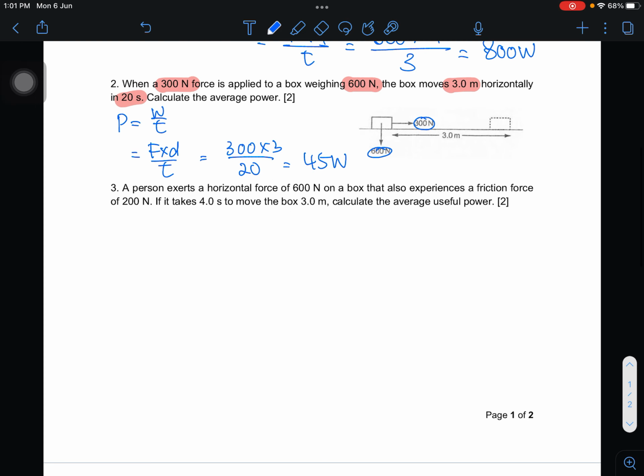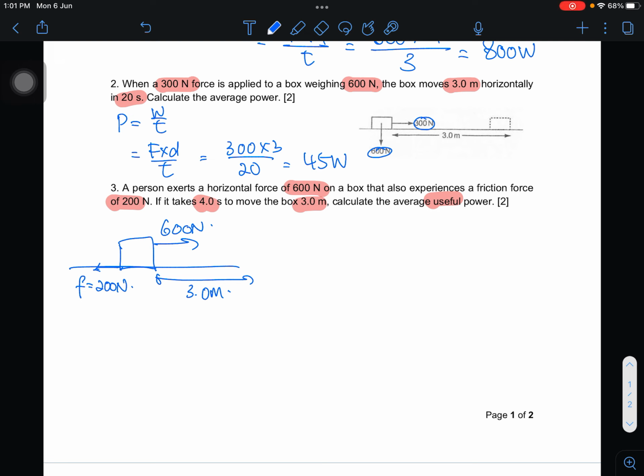Okay. 3. A person exerts a horizontal force on a box that also experiences a frictional force. It takes 4 seconds to move the box 3 meters. Calculate the average useful power. So useful power, right? So maybe we draw a very simple diagram. So I exert a force of 600 Newton on the box. It has a frictional force of 200 Newton. So it moved 3 meters.